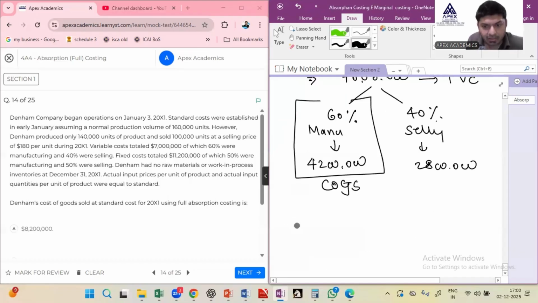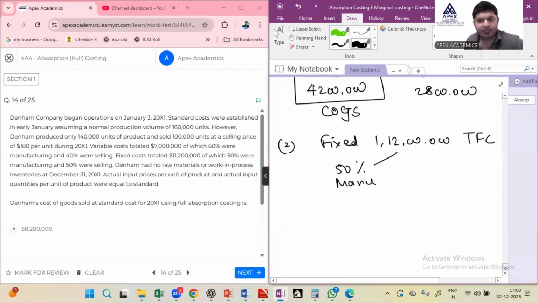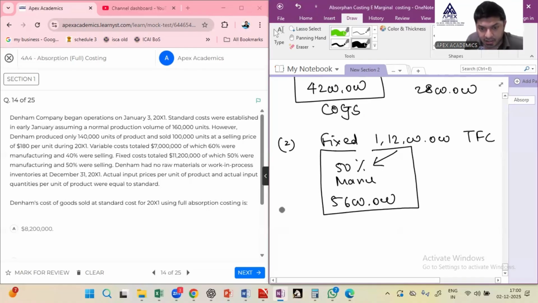Next, I will take a look at my fixed. Now, with respect to fixed, I want you to be very, very careful. Your total fixed cost is 1 crore 12 lakhs. Out of this, 50% are manufacturing. If I take 50% here, that comes to 56 lakhs. So this 56 lakhs under absorption costing will be considered for COGS.